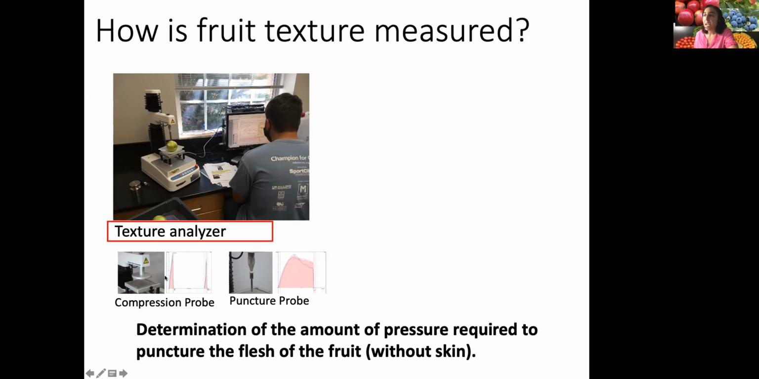And again, from these same graphs, we can derive a series of texture-related parameters that are going to give us values and are going to help us characterize the texture of our fruit.